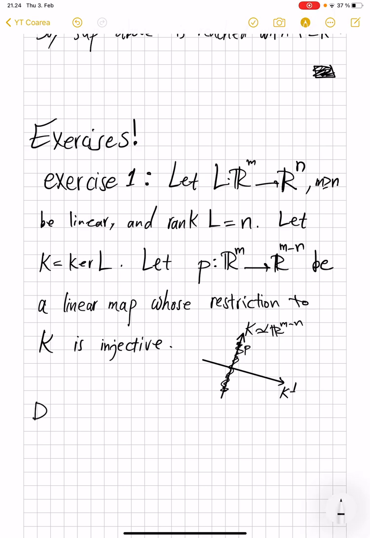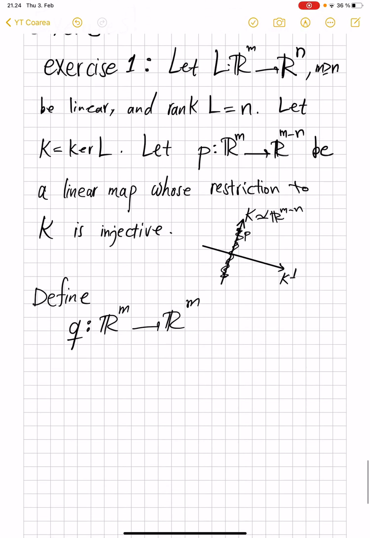But anyway, so the assumption is as clear as it can be. Define a new linear map from Rm into Rm, where x is mapped to, okay, we have P of x, which maps to Rm minus n, and then we have L of x, which maps to Rn, so that together they become an m-dimensional vector.